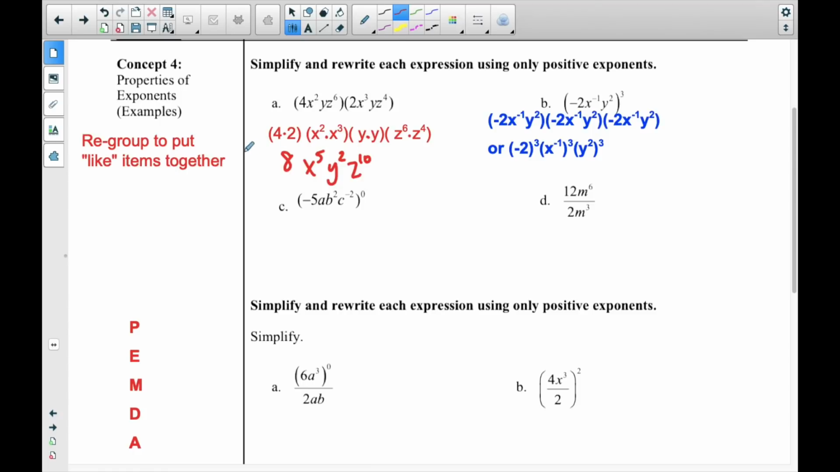Now, you don't have to physically rewrite it out every time. Again, I'm doing that in the notes here because I want to show you how it's done. But if you just jump straight to this answer, that's okay as long as you know what you're doing. You just have to keep things straight.